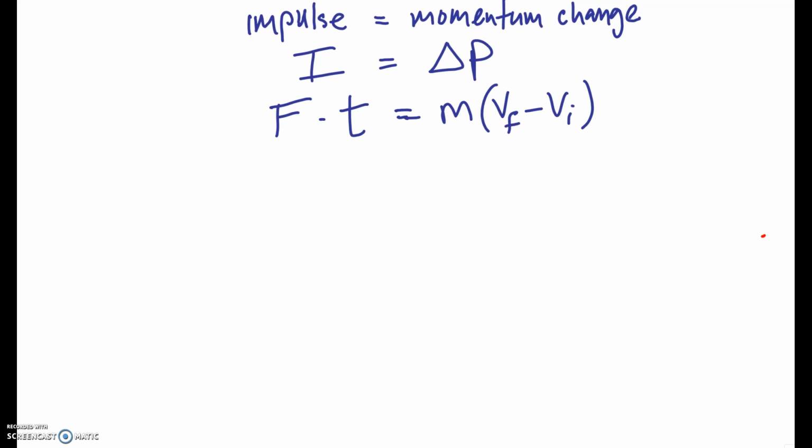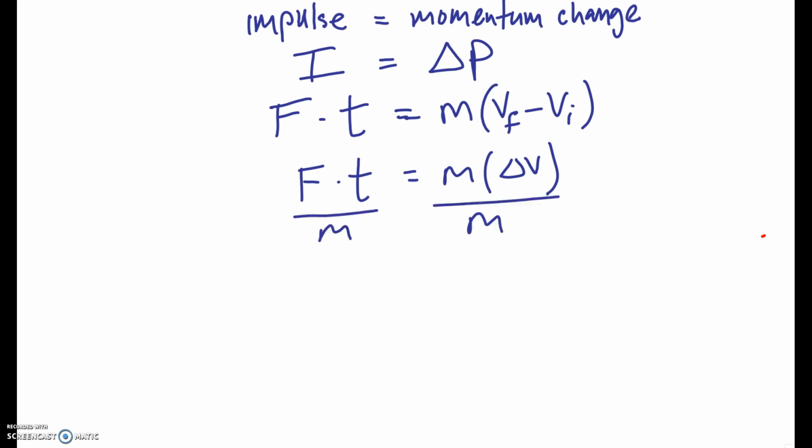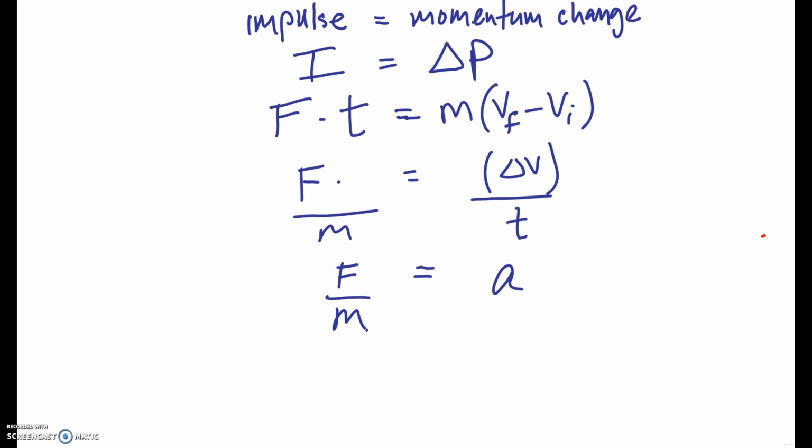Now I'm going to obey the rules of algebra and just rearrange these terms and make a substitution and end up with what's called Newton's second law. First thing I want to do is just substitute in delta V for VF minus VI. And divide both sides by m. Cancels out over there. And now I'm going to divide both sides by t. And that divides out there. You'll recognize that change in velocity over time is acceleration. And we end up with acceleration equals the force on the object divided by mass.